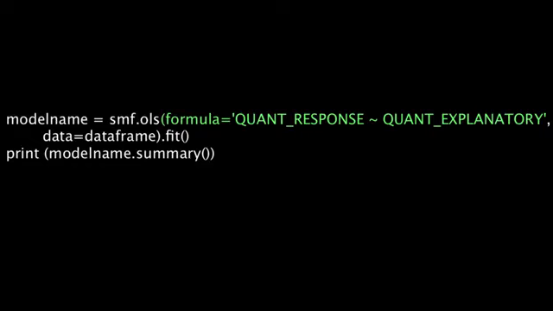I add a comma, then type data equals and the name of my data frame. Outside the parentheses, I type .fit, followed by an open and closed parenthesis to request fit statistics for the model I have just defined. Then, as always, I need to ask Python to print the fit statistics for my model using the print function and in parentheses the name of my object, .summary, and then open and close parentheses.